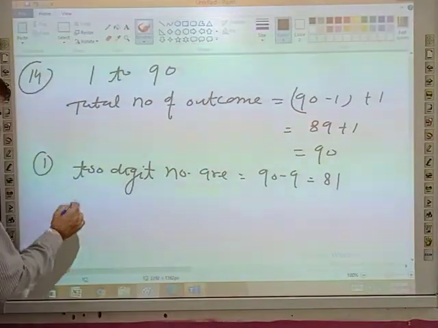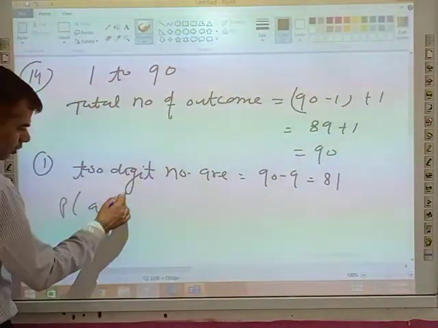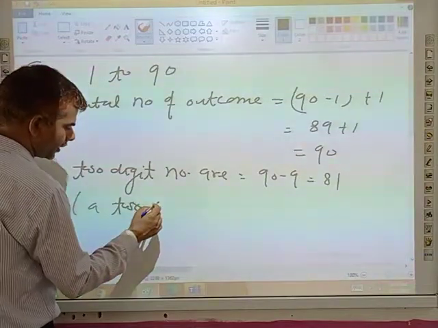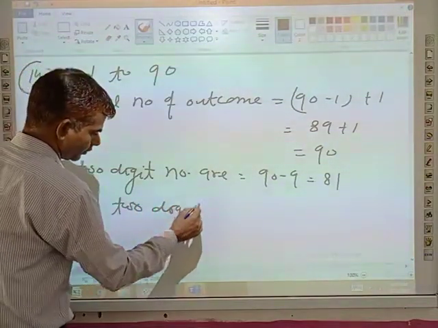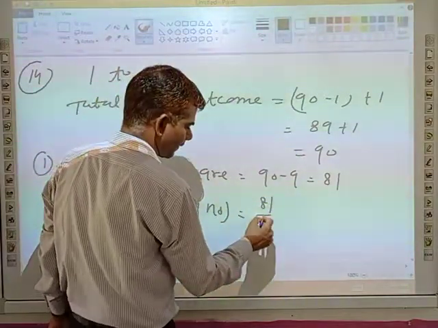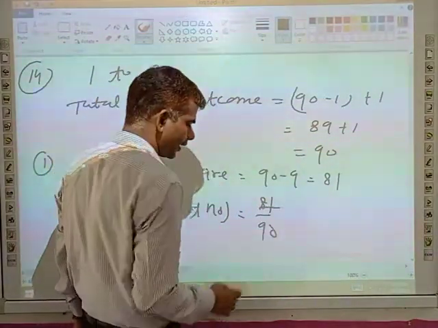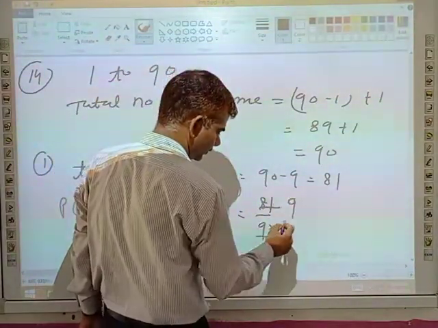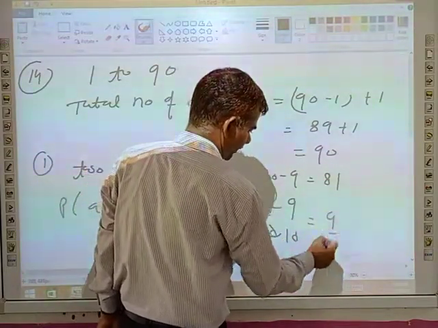Yes, the probability of a 2-digit number is 81 by 90, that is 9 by 10.